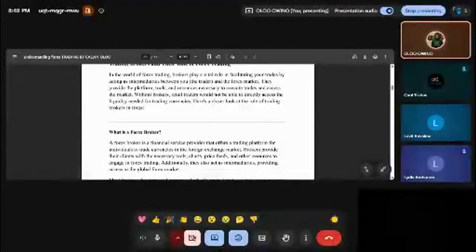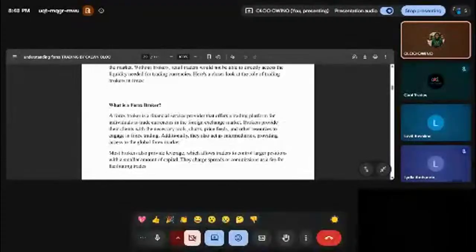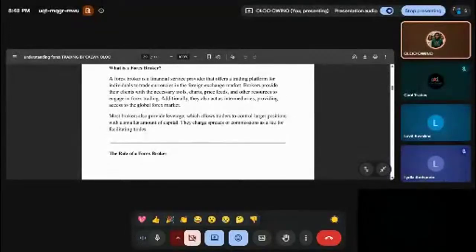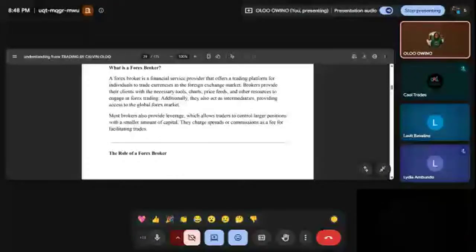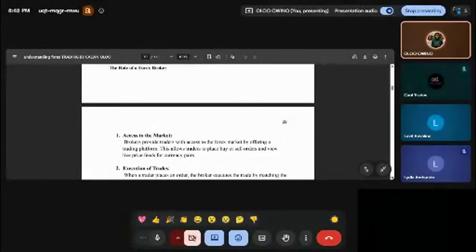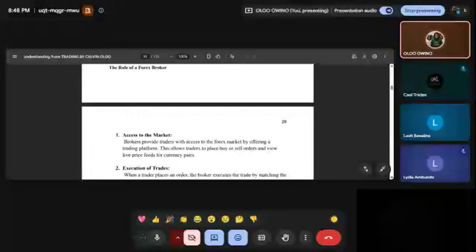Up to there, any question? The silence will talk for itself. Most brokers also provide leverage, which allows traders to control large positions with small amounts of capital. They charge spreads or commissions as a fee. Now, let's talk about the roles of a broker. The first role of a broker is access to the markets. They provide you with access to the forex market by offering the trading platform. The trading platforms I talk about are MT4, cTrader, Match-Trader, among others. Are we together?